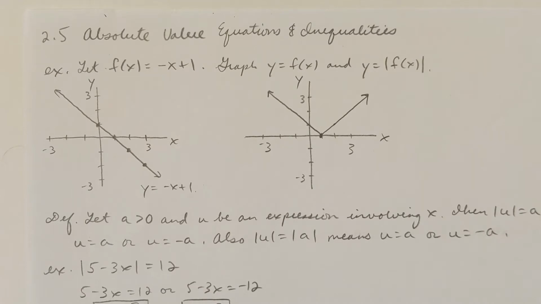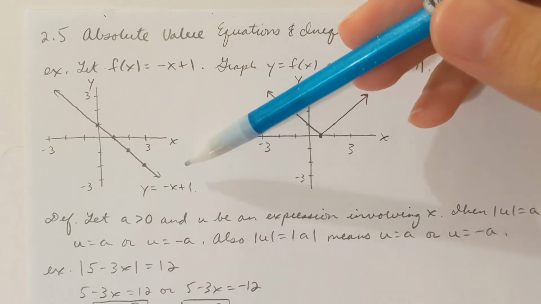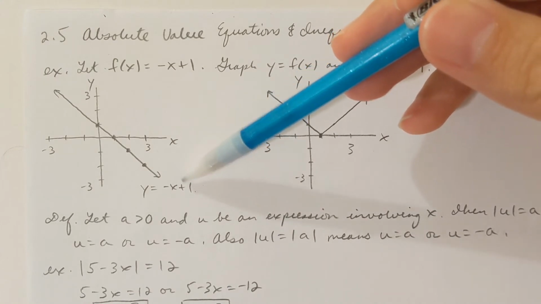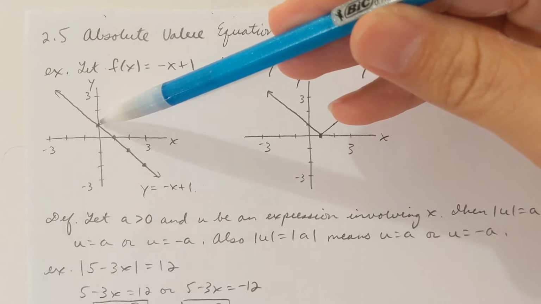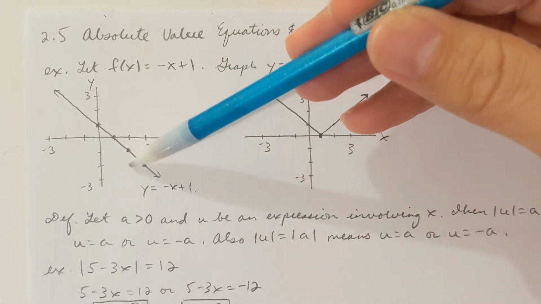For example, let f of x be equal to negative x plus 1. I want us to graph y equals f of x and y equals the absolute value of f of x. So y equals f of x is just a line. And y equals negative x plus 1 is a line that has a slope of negative 1 and a y-intercept at 1.